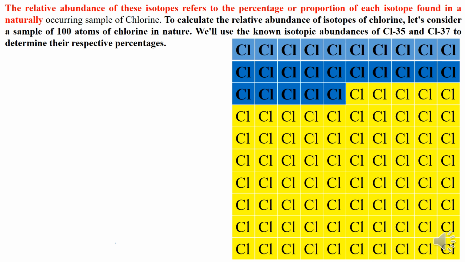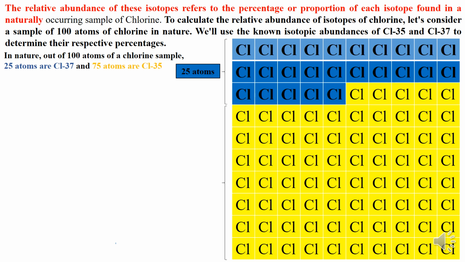So let us consider a sample of 100 atoms of chlorine in nature. Out of 100 atoms of the chlorine sample that we have considered, 25 atoms are existing in the 37 isotopic form, while 75 atoms are existing in the Cl35 form. So 25 atoms in the 37 form and 75 atoms in the 35 isotope form.